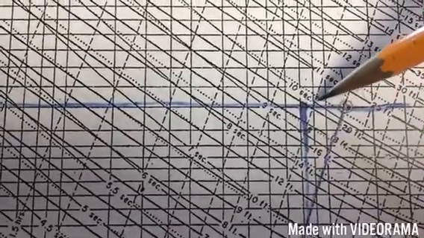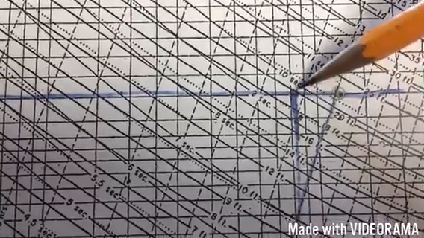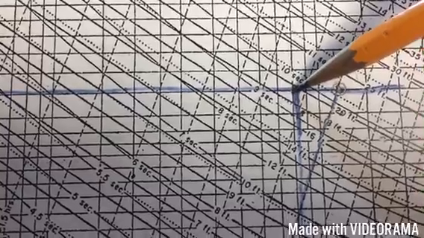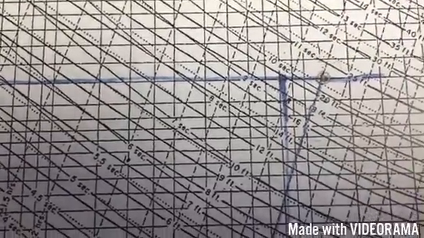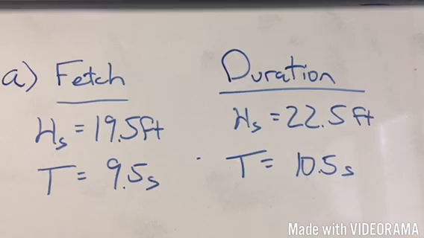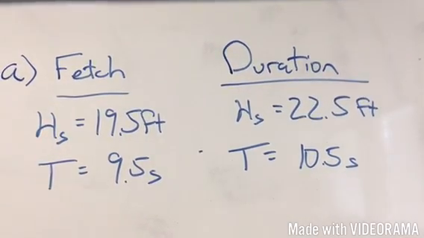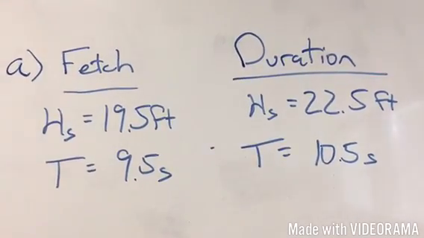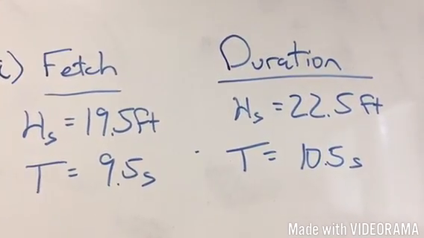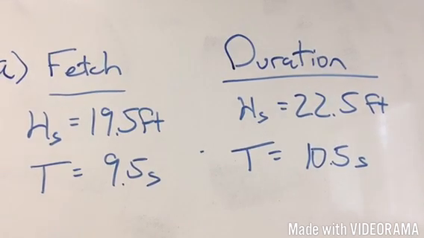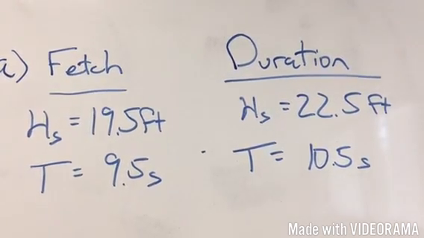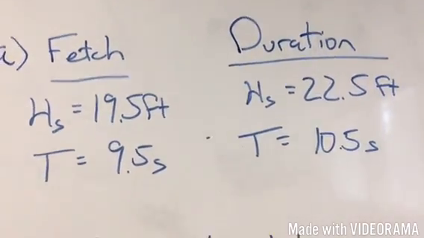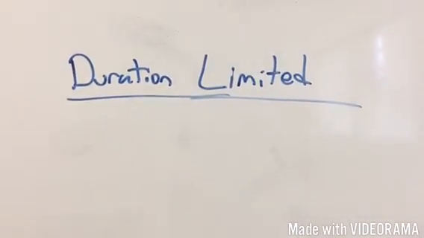And the wave height is just a little under 20 feet. Let's see, that says 18 feet there, so I'd say about 19.5 feet. Okay, so here are our numbers, and you can see that based on our fetch distance of 80 nautical miles and our duration of 10 hours, we're not going to be able to go above 19.5 feet for our significant wave height, or a 9.5 second period. So this gives us a duration limited calculation.